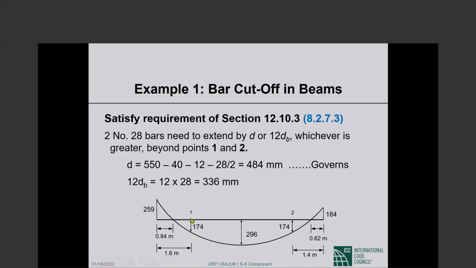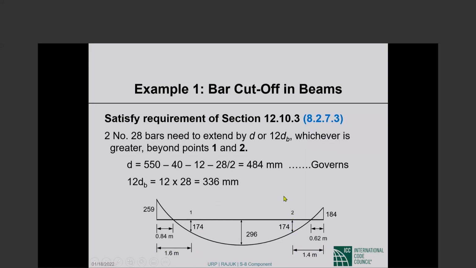So 174 is here, so this is the bending moment diagram. 259 at the left end, 184 at the right end, 296 in the middle. This is 174 where the two number 28 can be theoretically cut off, and this is also where two number 28 can be theoretically cut off. This is 1.4 meters from the right hand side and 1.6 meters from the left.